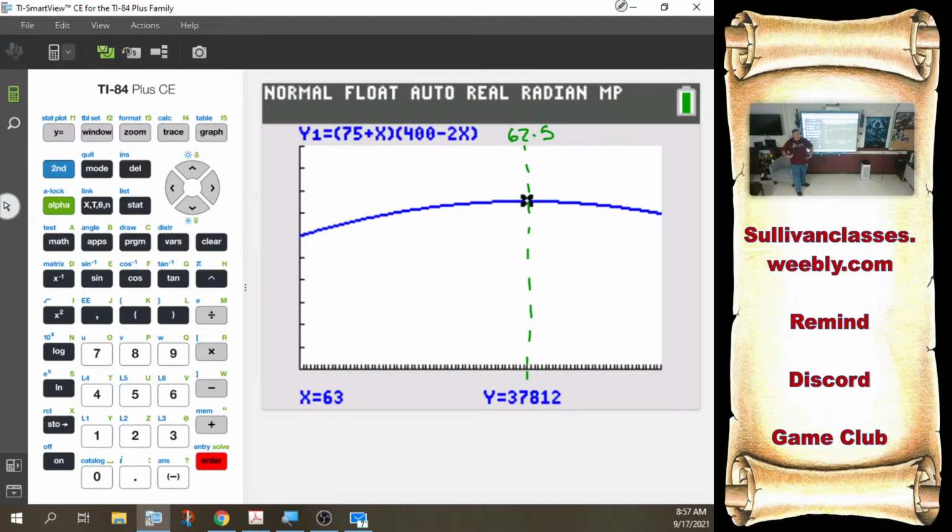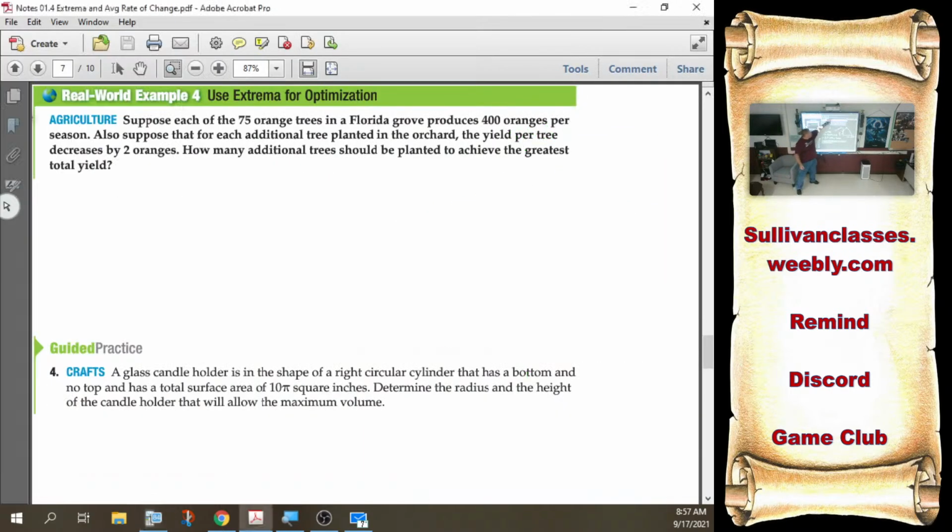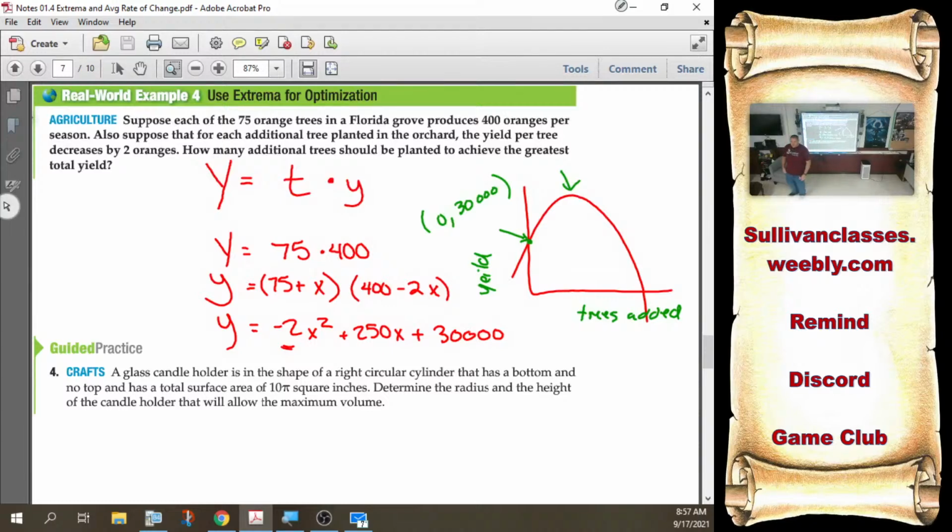You have to interpret it. What am I doing? What was the point of the problem? What question am I answering? How many trees should be planted to give the greatest total yield? So should I plant 62 or 63?